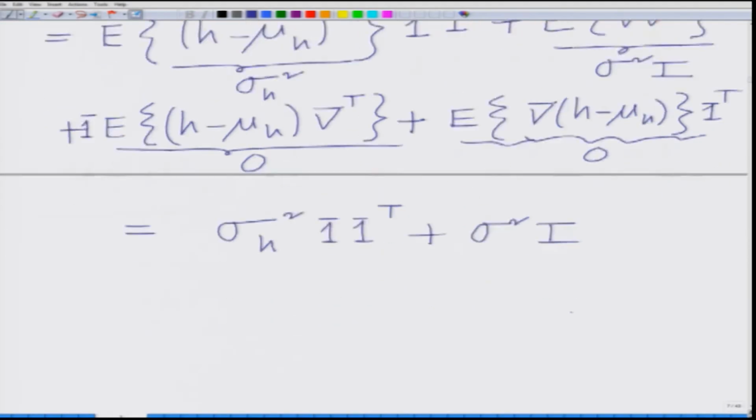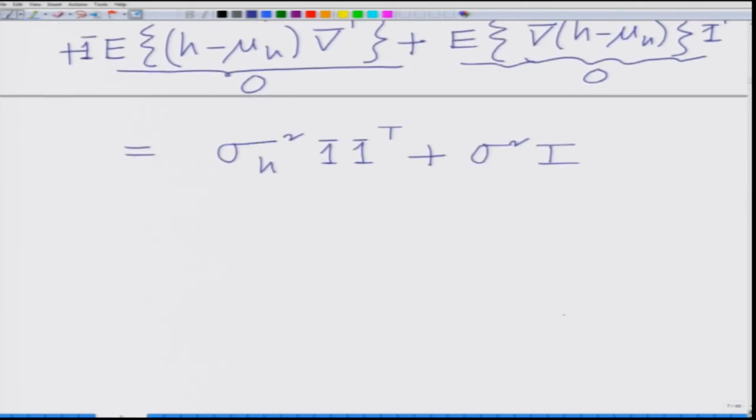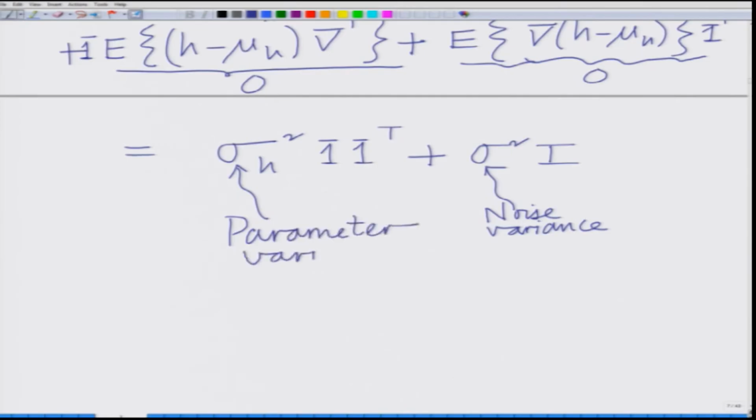Sigma square, remember, is the variance of each noise sample. This is the noise variance. Sigma h square is the prior variance of the Gaussian parameter. So, this is my R y y, which is the observation covariance.